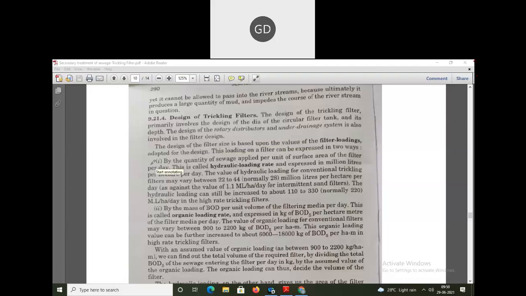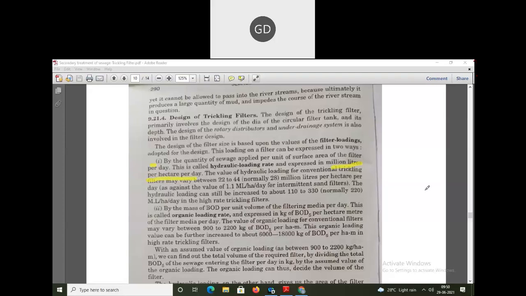So when you design the filter size, first of all you see what loadings are coming to this filter. It can be given in two ways. Number one, the quantity of sewage applied per unit of surface area of the filter per day. This is called hydraulic loading rate, and it is expressed in million liters per hectare per day. You have to remember this unit also.